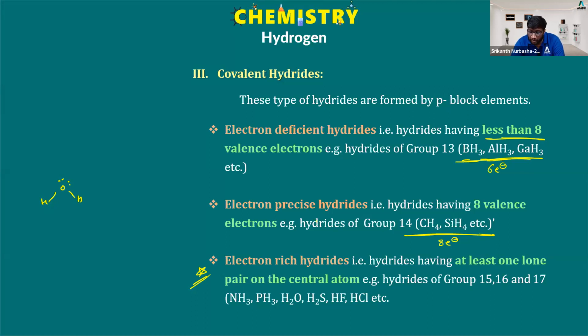Electron deficient, electron precise, electron rich. So these are the three hydrates which come under the category of covalent hydrates. Okay. So ionic hydrates or salt-like hydrates, interstitial hydrates, and covalent hydrates. Ionic hydrates are formed by s-block elements, interstitial by d and f, covalent hydrates by p-block.